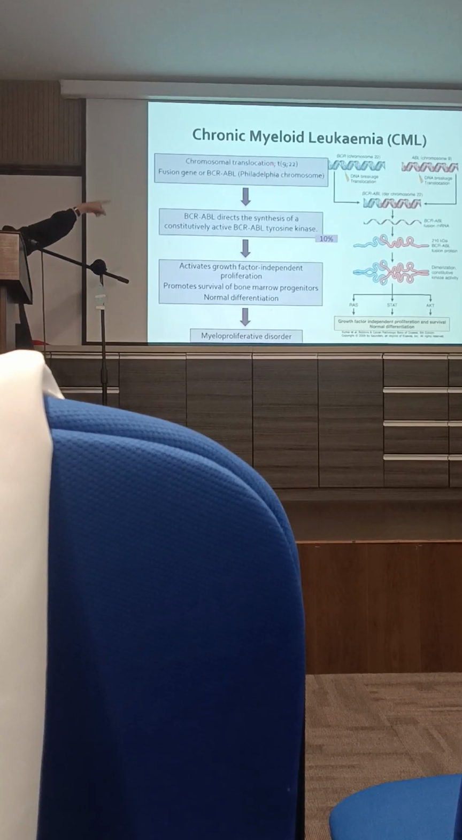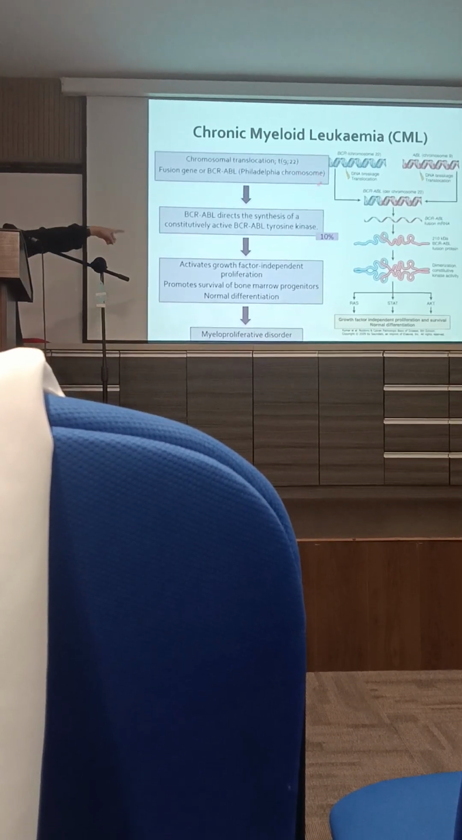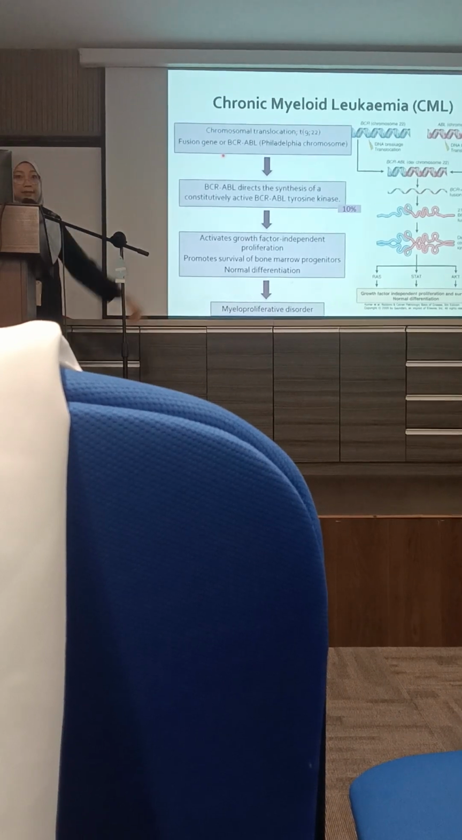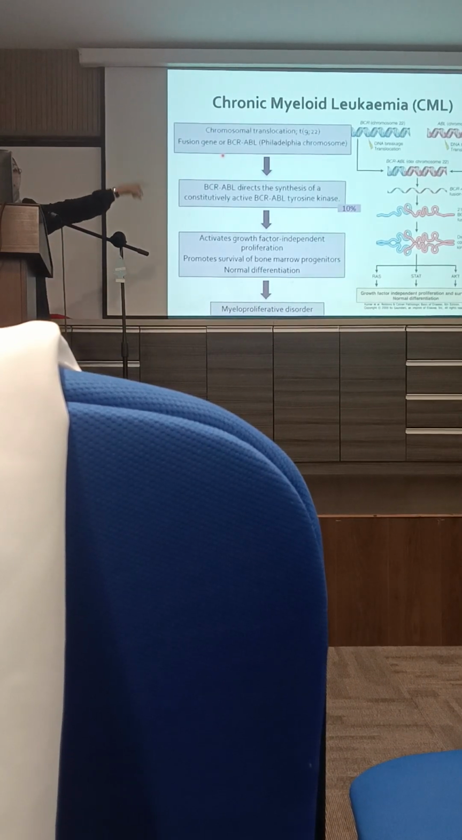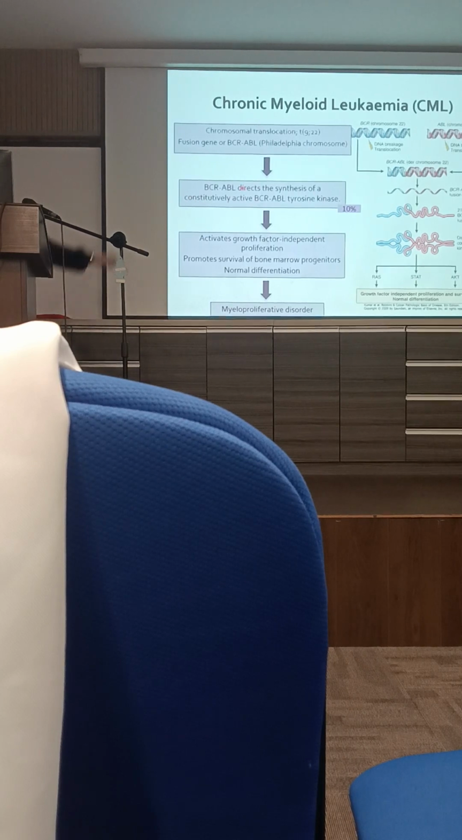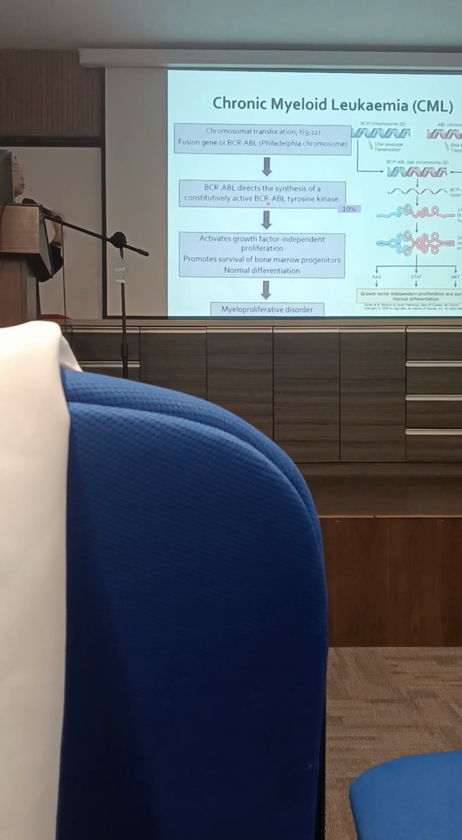1976. That's why it got its own name, the Philadelphia chromosome. The fusion gene that develops is called BCR-ABL. BCR-ABL is the gene. The chromosome is the Philadelphia chromosome, or translocation 9;22. So this gene directs the synthesis of active BCR-ABL tyrosine kinase.